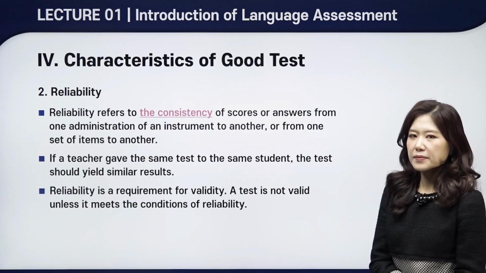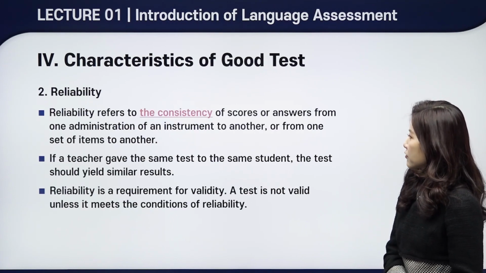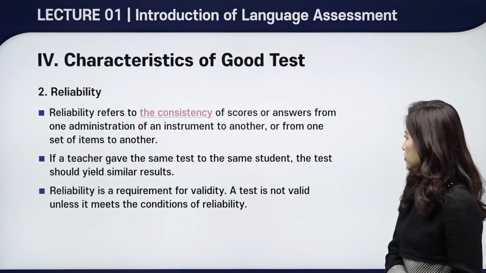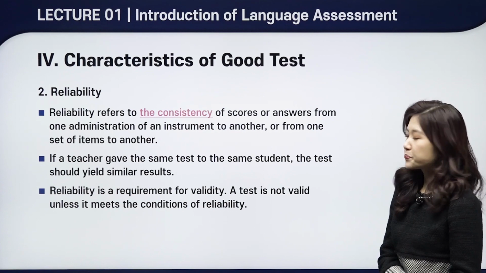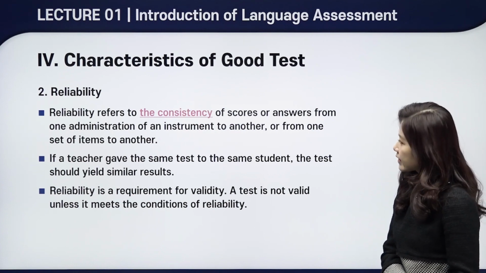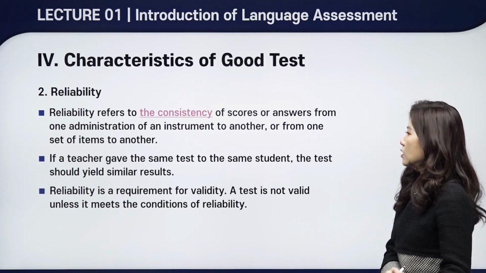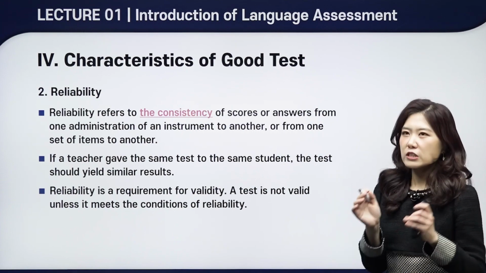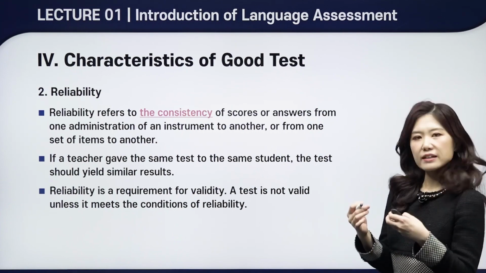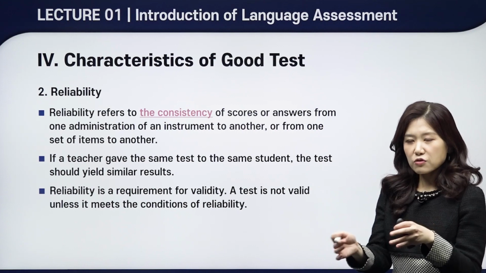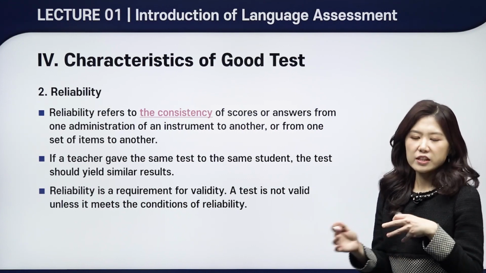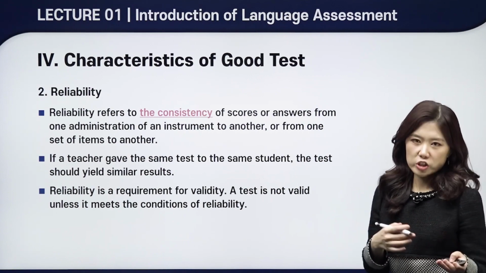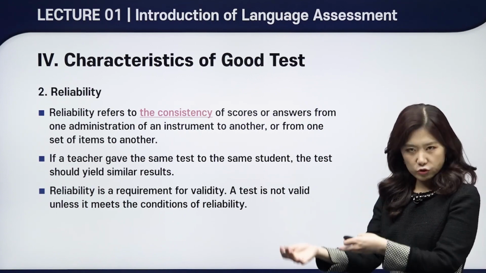Now, reliability. Reliability refers to the consistency of scores or answers from one administration of an instrument to another, or from one set of items to another. So what it means is that if a teacher gave the same test to the same student, the results should be similar. They should not vary too much from one time to another.